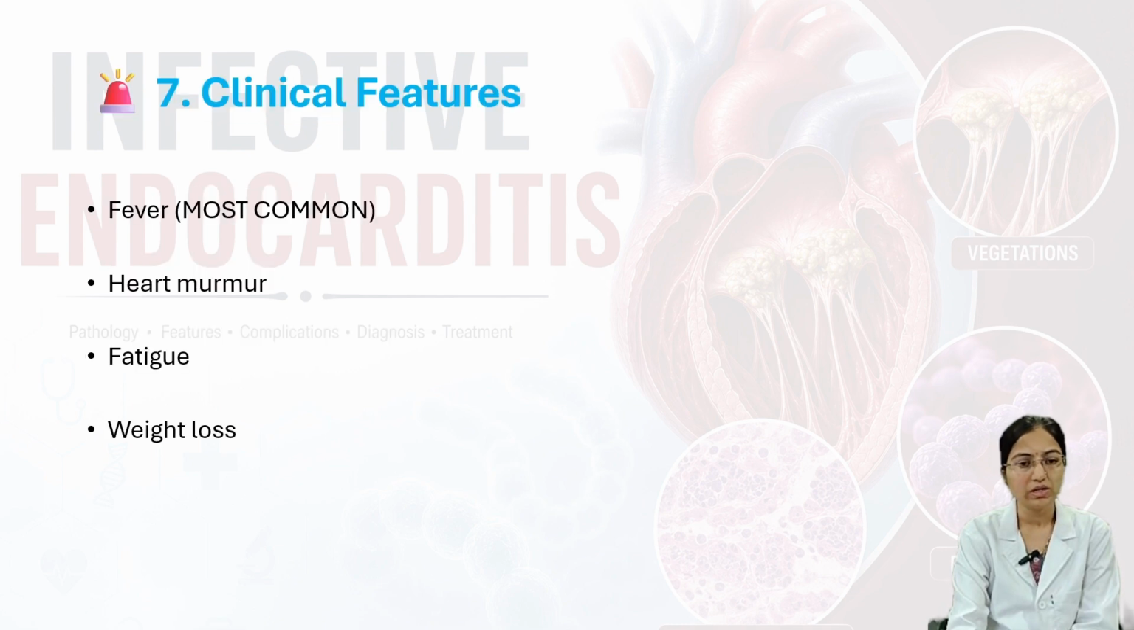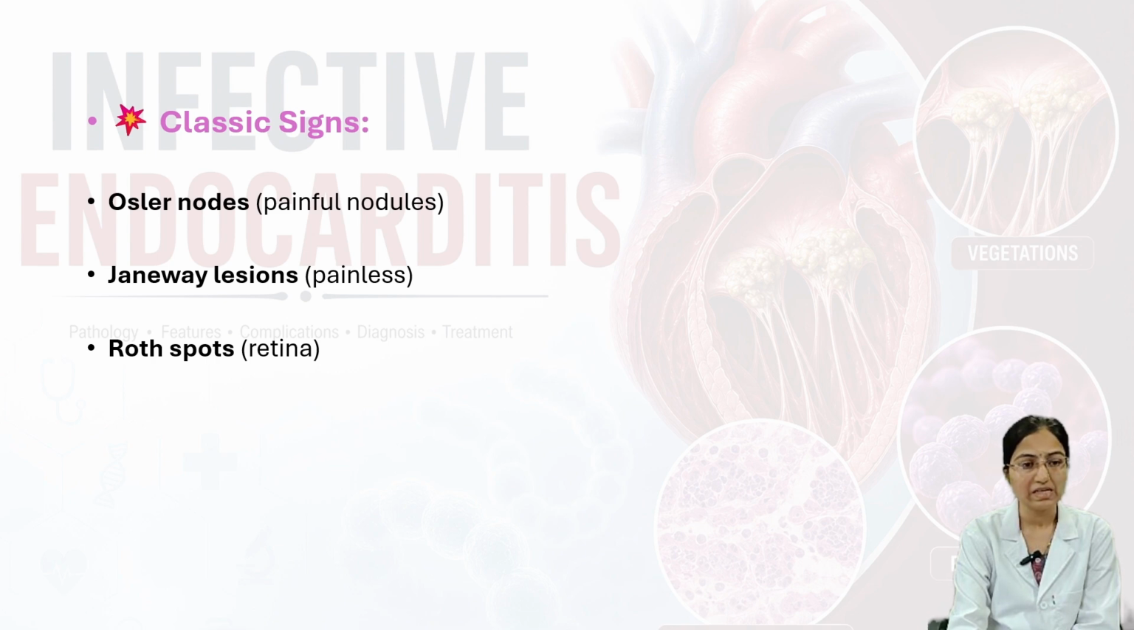Next we'll see the clinical features. Fever is the most common one, and then heart murmur, fatigue, and weight loss. These are the main clinical features. Next we'll see the classic signs: Osler nodes, which are very painful nodules, Janeway lesions, which are painless, and Roth spots on the retina. These are the classic signs we can see in infective endocarditis.